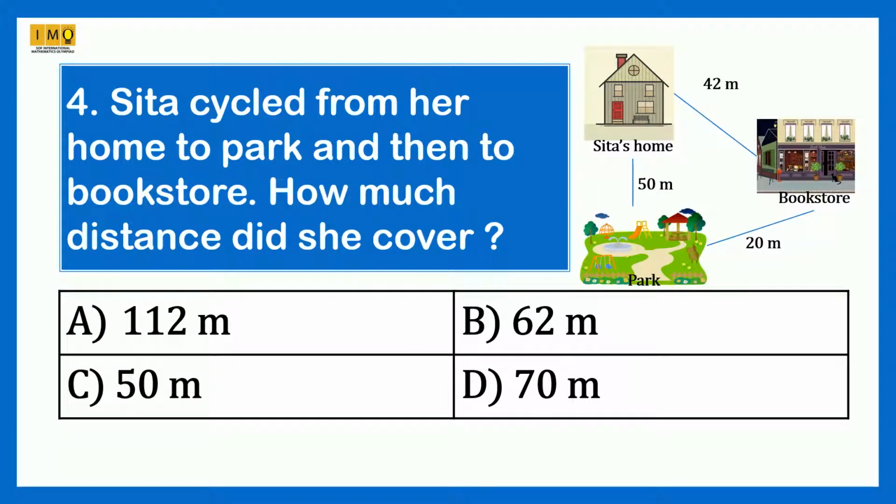Sita cycled from her home to park and then to the bookstore. How much distance did she cover? So from the home to the park it is 50 meter. And then from the park she goes to the bookstore, that is another 20 meter. So the distance that she could have covered is 50 plus 20, that is totally 70 meter. So the answer is option D 70 meter.